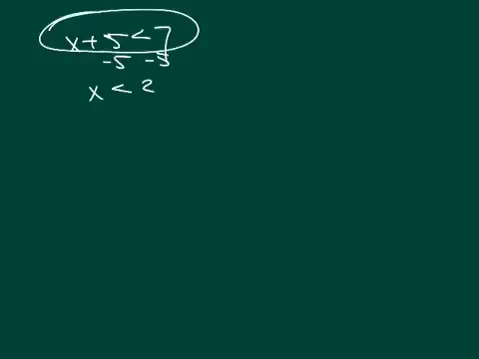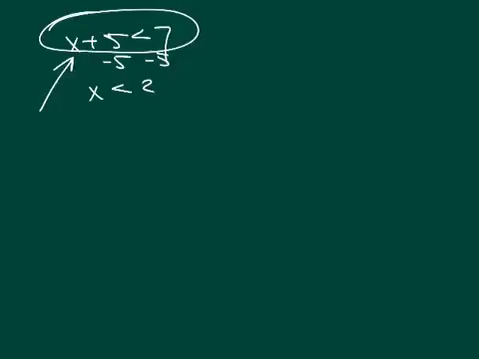Solve the inequality. X plus 5 is less than 7. So if you've done inequalities before, you know that they're done exactly like equalities. So you just pretend like that's an equal sign. So we subtract 5 from both sides, and we get x is less than 2. So what that tells us, in order for this to be a true statement, the number that we put in here for x has to be a number less than 2.